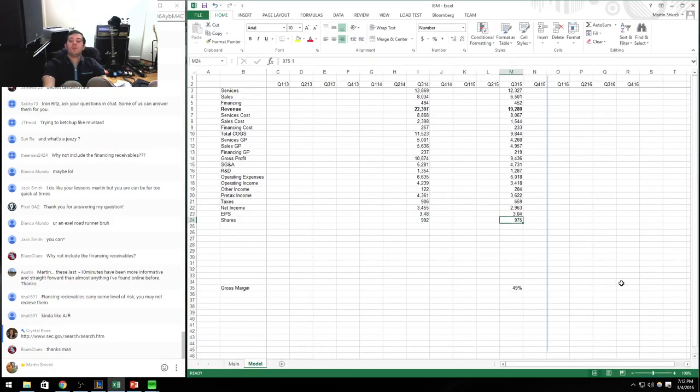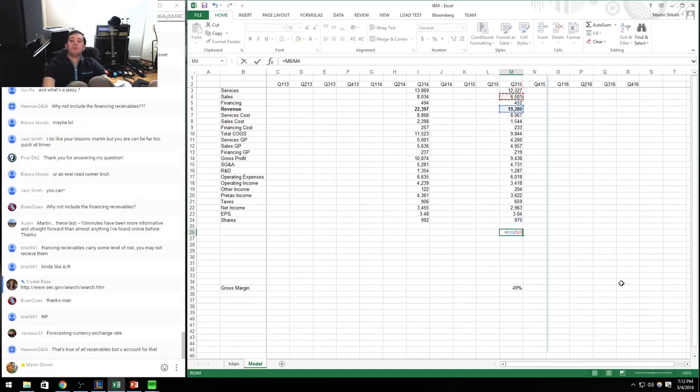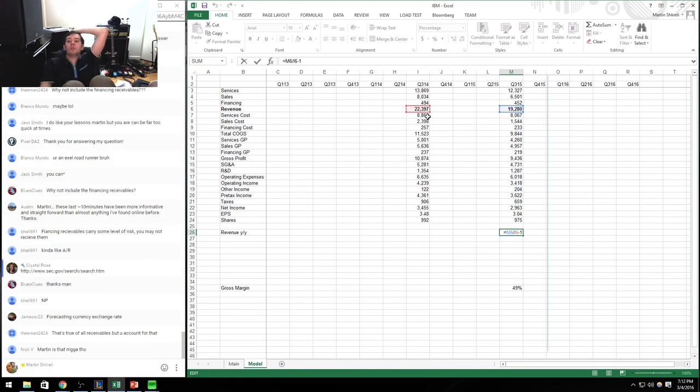Okay, so we can see that IBM's revenue dropped 14% year over year. New divided by old minus 1 gives us the change. New is M6, 19 billion. Old is I6, 22 billion. Expressed as a percentage, that's negative 14%.